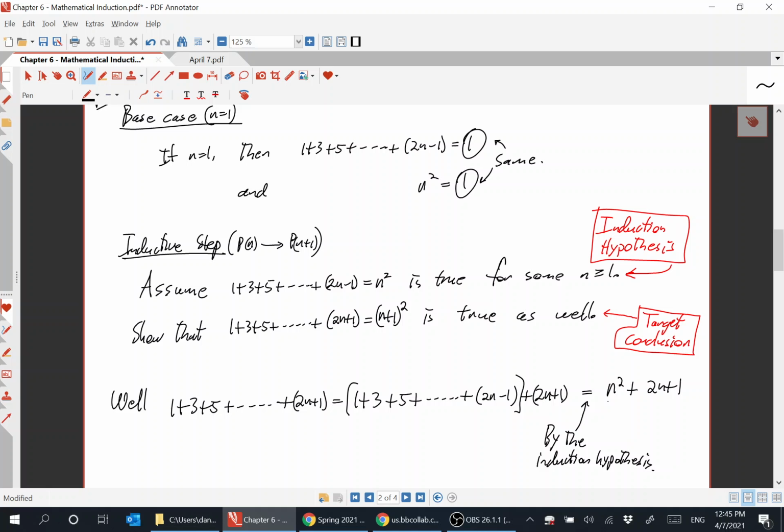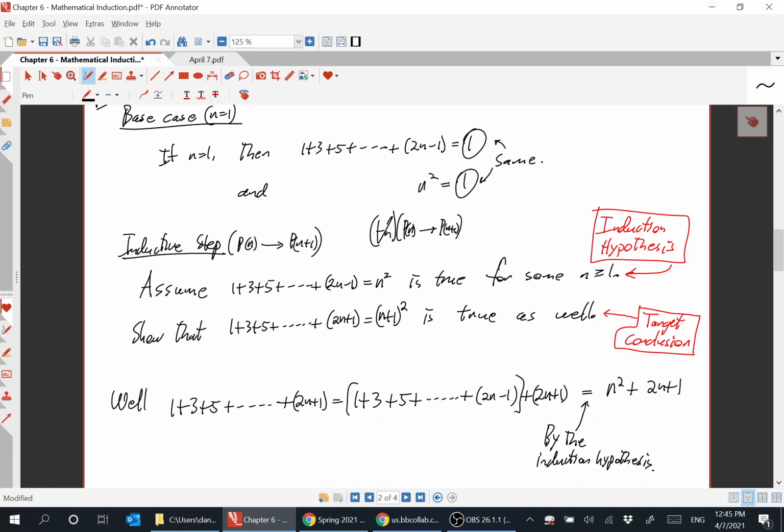Right, I know we're showing for every n, Pn implies Pn plus 1. But you're not assuming that this is true for every n. You can't assume it's true for every n because that's what you want to prove. You can never assume your conclusion is true. So we're just assuming that Pn is true for some arbitrary n. Arbitrarily chosen, but it's still a single thing.